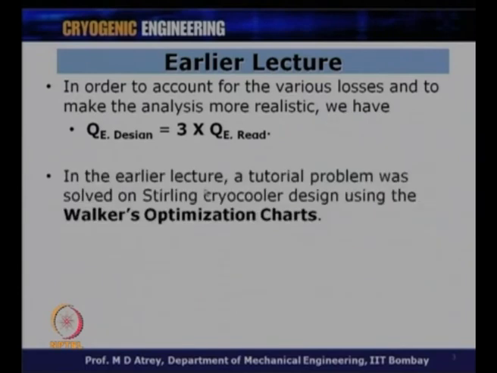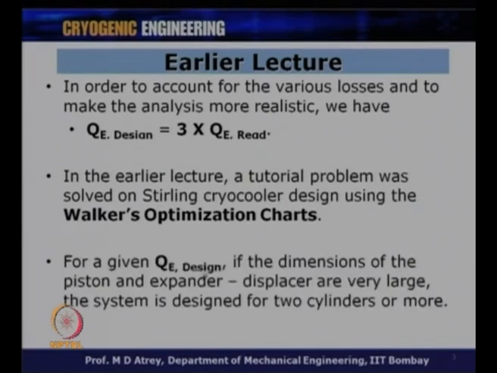Walker's design chart. In the earlier lecture, a tutorial problem was solved on Stirling cryocooler design using the Walker's optimization chart. And when we say design, we basically intend to calculate the diameter of the piston, the stroke of the piston, the diameter of the displacer and the stroke of the displacer, which in turn decide various other diameters, of which we did not go into the details of those dimension calculations. For a given QE design, if the dimensions of the piston and expander displacer are very large, the system is designed for 2 cylinders or more.